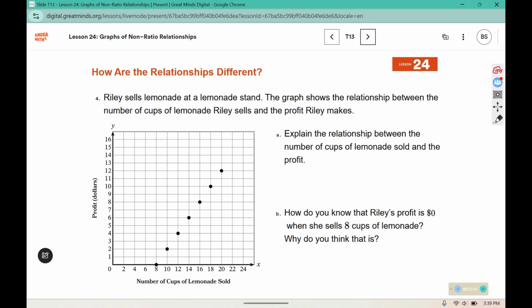Riley sells lemonade at a lemonade stand. The graph shows the relationship between the number of cups of lemonade Riley sells and the profit Riley makes. Explain the relationship between the number of cups of lemonade sold and the profit. I see here that the first point shows up at 8, 0. That would mean she needs to sell 8 cups of lemonade before she even starts to make any money.